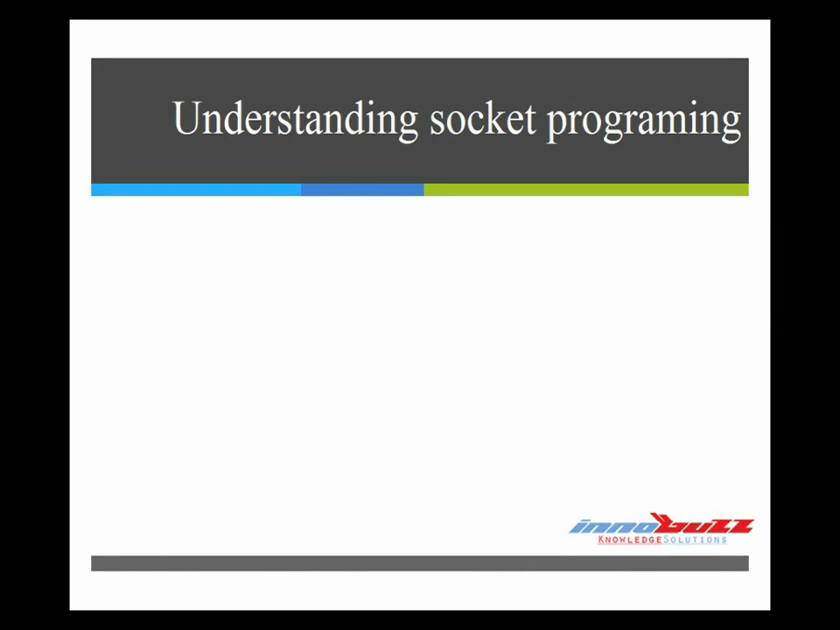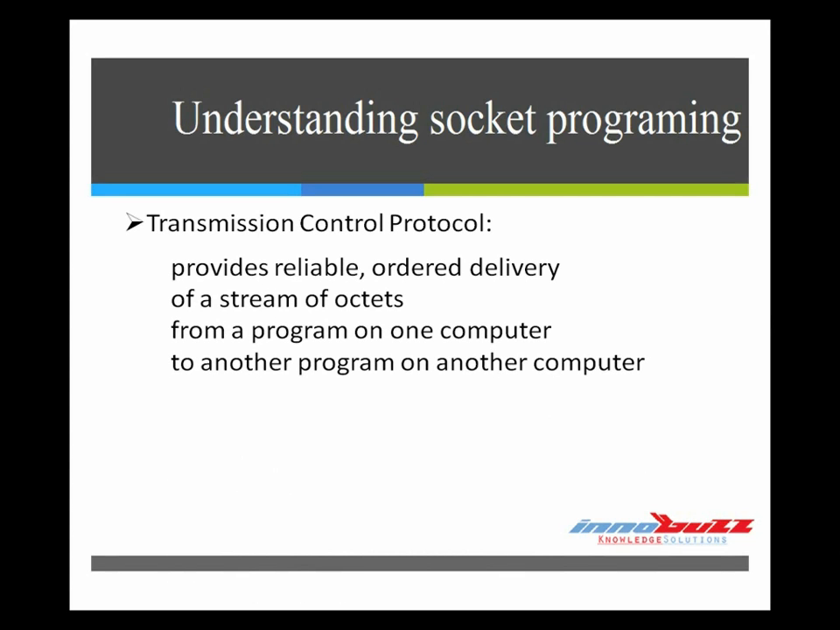Let's speak about the differences between the TCP and the UDP. The TCP builds a connection between the local socket and the remote socket. TCP provides reliable, ordered delivery of a stream of octets from a program on one computer to another program on another computer. The octet consists of 8 bits.